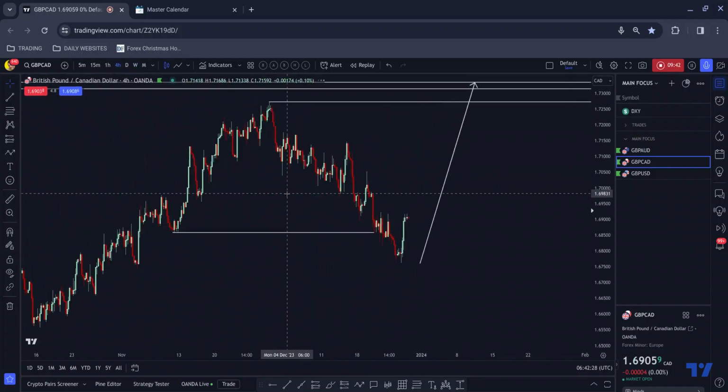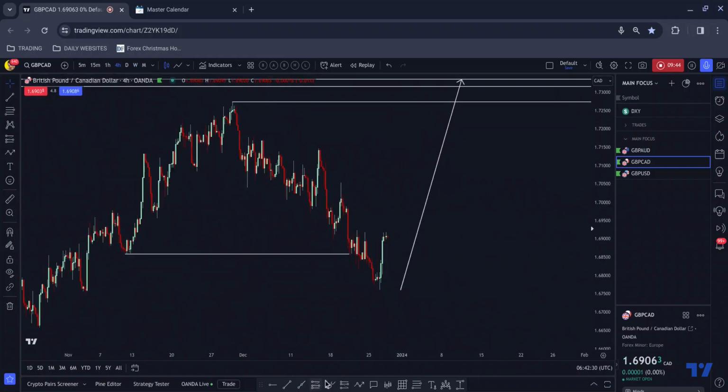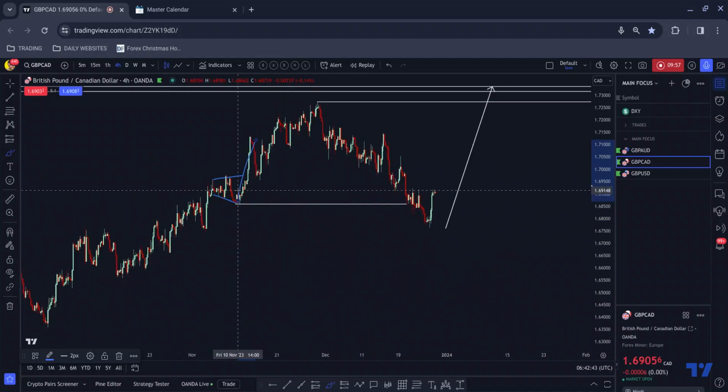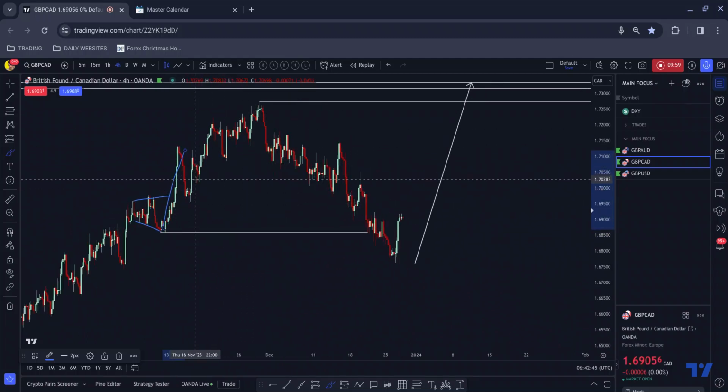As we drill down, you can see that this was also this consolidation here that we've just tapped into. There's a lot of volume here, okay, and it was also the causation of the move which broke out. This low was also the causation of the move which broke out and caused price to rally all the way up to here.